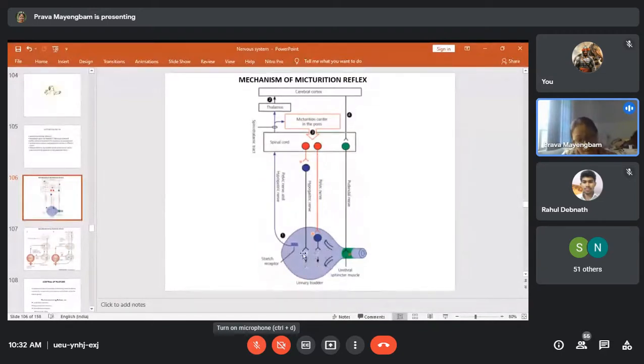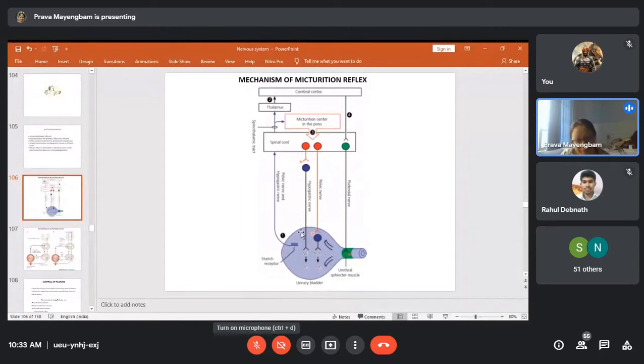But as the stress increases more and more, the feeling of voiding the urine goes to the cerebral cortex. This is the involvement of the cerebral cortex, which enables animals to get trained. Say, in-house cats or dogs, they go to particular areas for urination or for defecation.